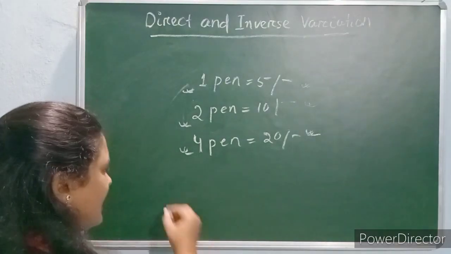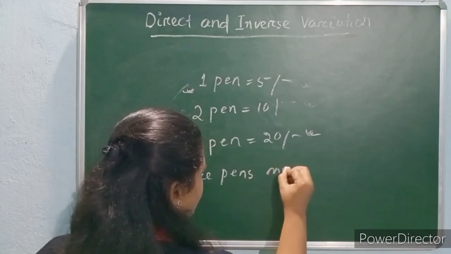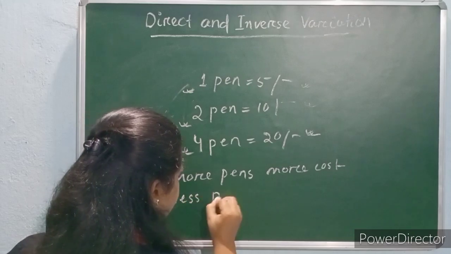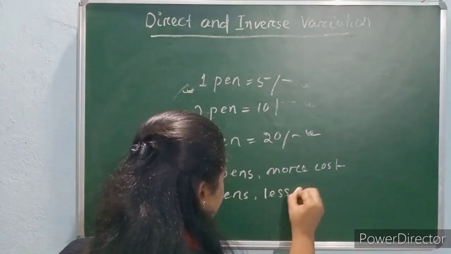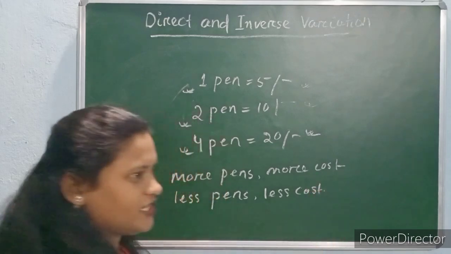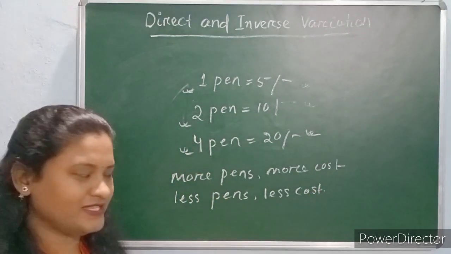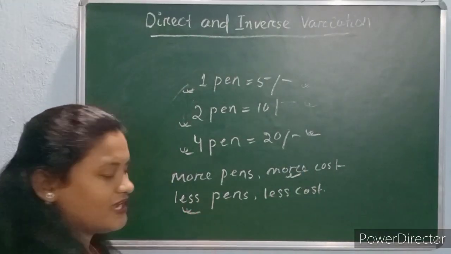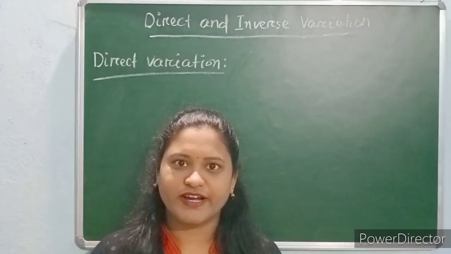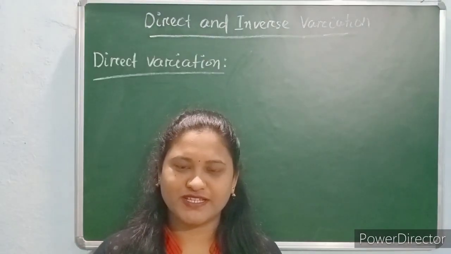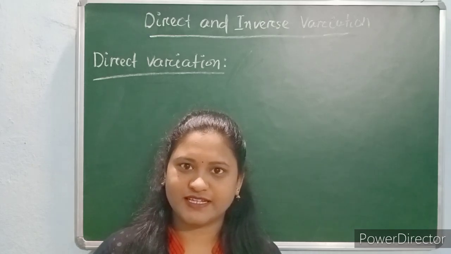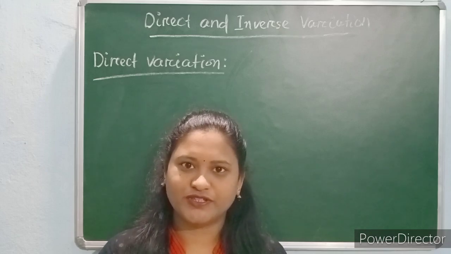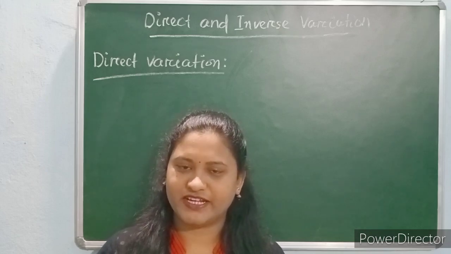So what can we write? More pens, more cost. Fewer pens, less cost. What is the meaning of this? If we increase the number of pens, then the cost will increase, and when we decrease the number of pens, the cost will decrease. Friends, when the number of things increases, the price of those things also increases. This process is called direct variation.